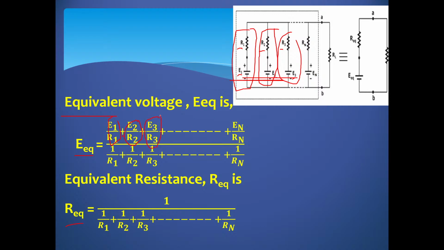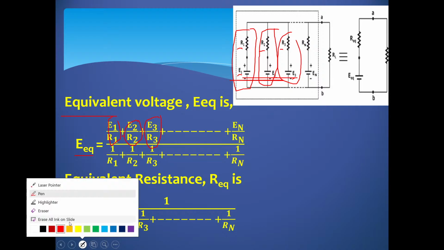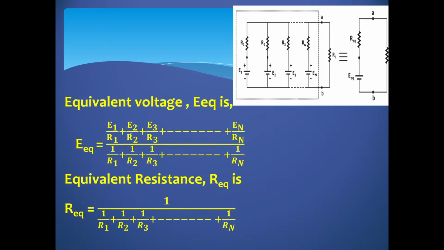E3 by R3 is the current in this branch. So E1 by R1 plus E2 by R2 plus E3 by R3 up to En by Rn. Total, however many voltage sources there are, the voltage sources are from E1 to En.